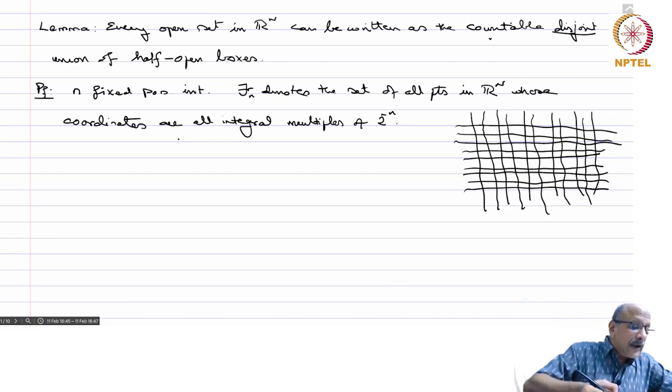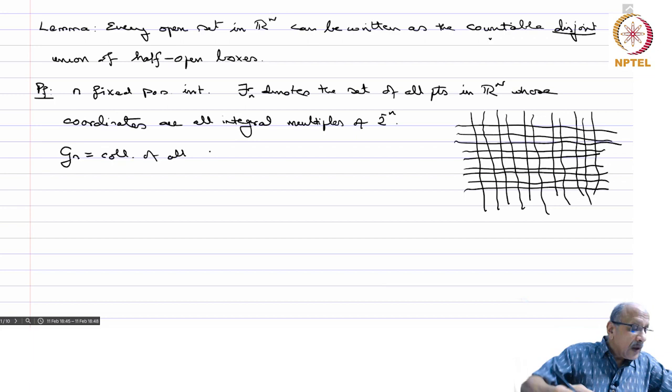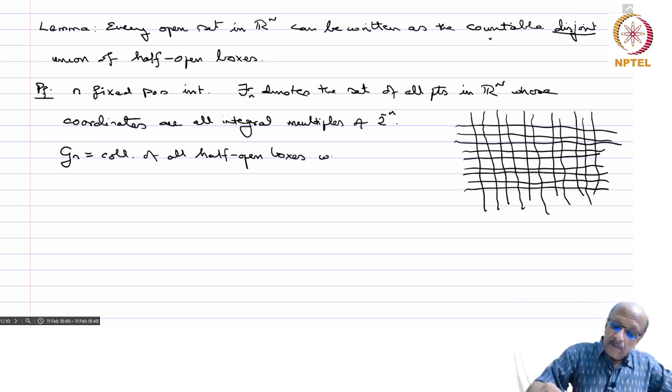So then you write G_n equals the collection of all half open boxes with edge 2 power minus n and all vertices on F_n.